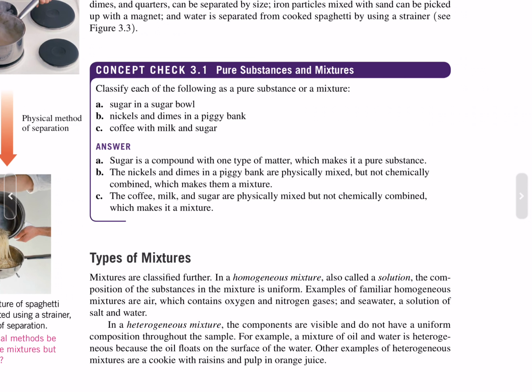Types of mixtures. Mixtures are classified further. In a homogeneous mixture, also called a solution, the composition of the substances in the mixture is uniform. Examples of familiar homogeneous mixtures are the air, which contains oxygen and nitrogen gases, and seawater, a solution of salt and water. In a heterogeneous mixture, the components are visible and do not have uniform composition throughout the sample. For example, a mixture of oil and water is heterogeneous because the oil floats on the surface of the water. Other examples of heterogeneous mixtures are cookies with raisins and orange juice with pulp.